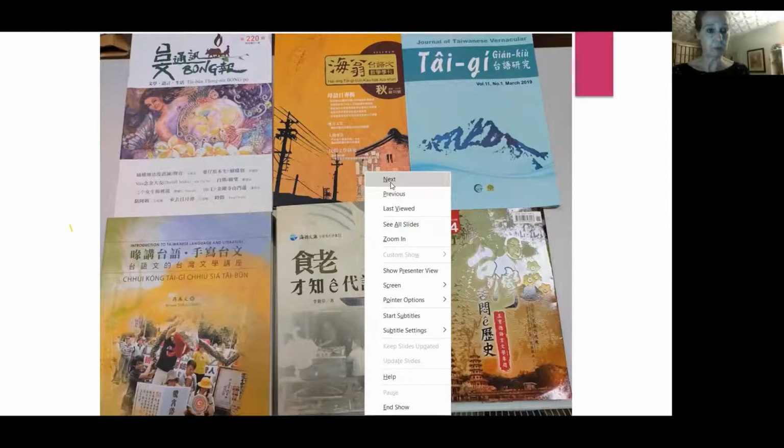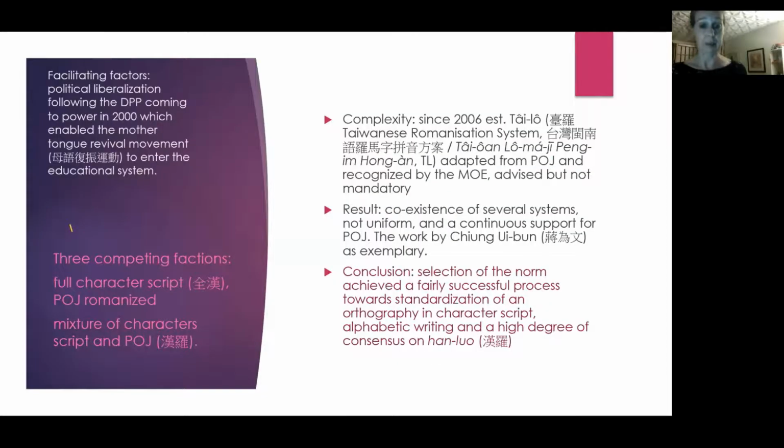Then the one to the left is, I think, one of the conference proceedings of an academic conference that we have, talking about Taiwanese literature, Taiwanese language, and so on. So yes, there is a whole variety of materials available to actually work on and learn and immerse yourself in Taiwanese. Next slide.